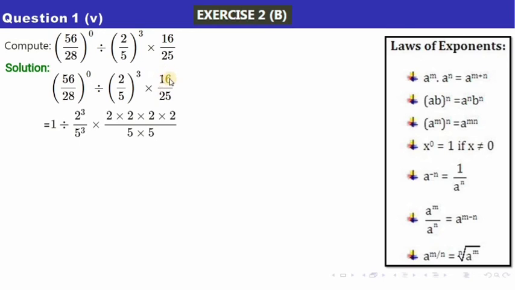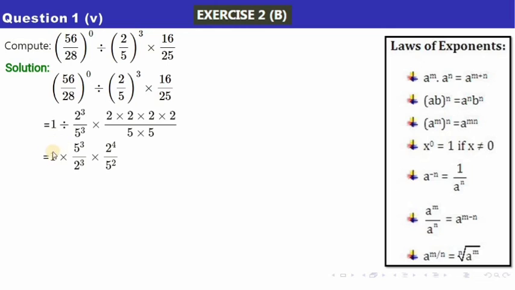This 16, when you factorize it, can be written as 2 into 2 into 2 into 2, and 25 can be written as 5 into 5. Now I have changed this division into multiplication. Then this will become upside down. So that's why here I have written 5 cube by 2 cube, and 2 into 2 into 2 into 2 is 2 to the power 4, and 5 into 5 is 5 squared.